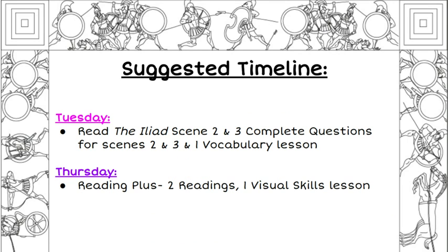The suggested timeline for this week is as follows. For Tuesday, you need to read the Iliad, scenes 2 and 3, and complete the questions for scenes 2 and 3, and then hop on to Reading Plus and complete a vocabulary lesson. And then on Thursday, you'll have 2 readings and a visual skills lesson. So that is your recommended timeline for this week, but as usual, it is up to you how you complete those assignments.